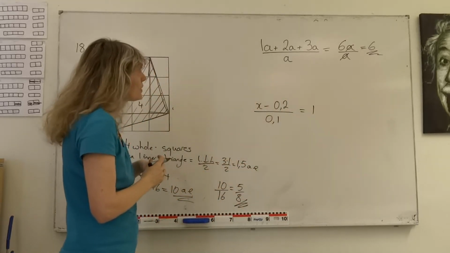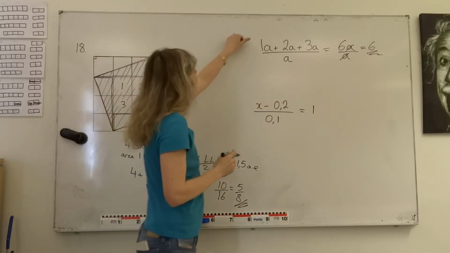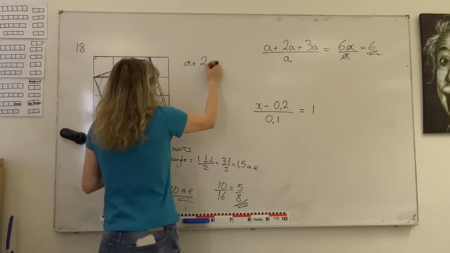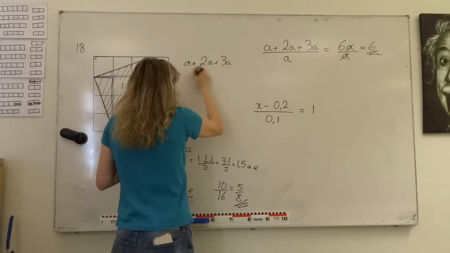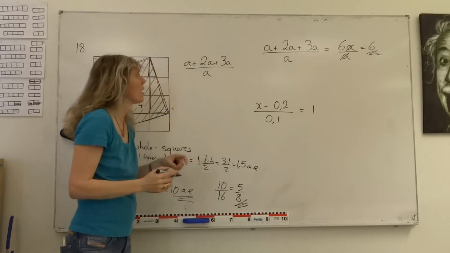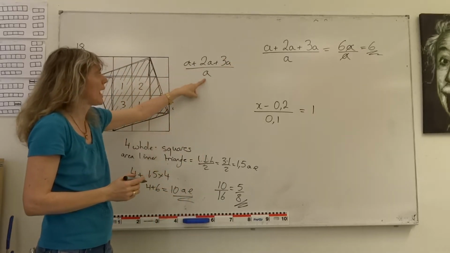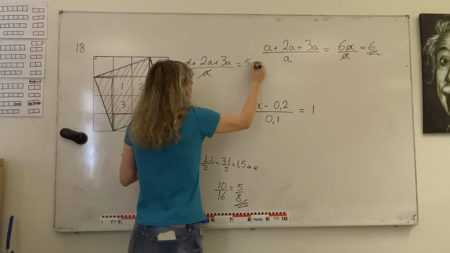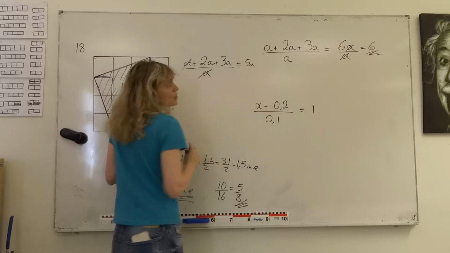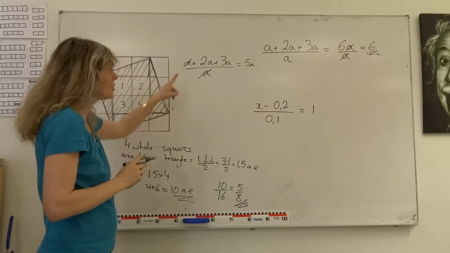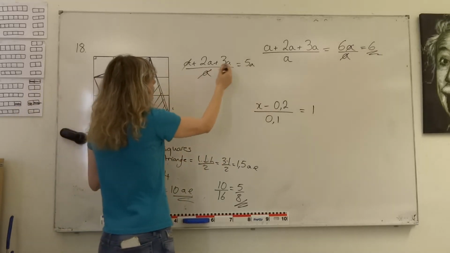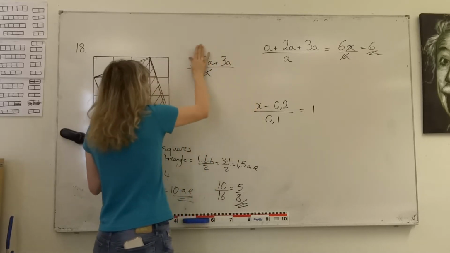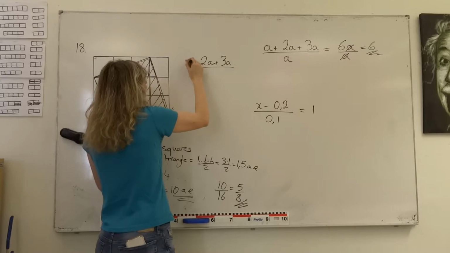I did notice when I was looking at some of your papers that some of you had actually tried to do this, and let me explain why you can't do that in maths. You're so used to it being, oh, you've got an a up there and an a down there, so let's cancel this a with that a, giving you 2a plus 3a left, which is 5a. You can't do that because a plus 2a plus 3a divided by a does not mean a divided by a.